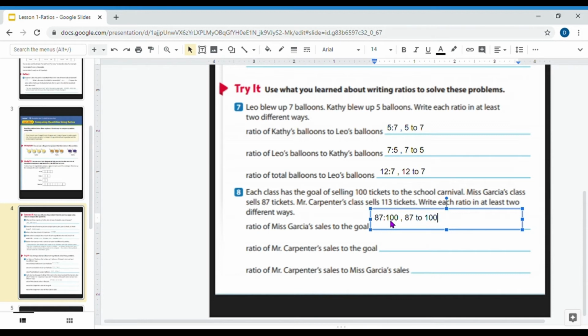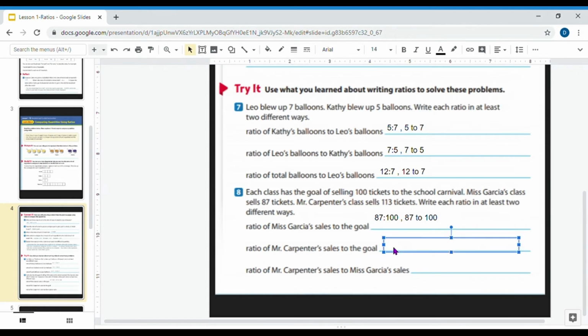87 to 100. The ratio of Mr. Carpenter's sales to the goal. Mr. Carpenter sold 113 tickets using my colon, and the goal was 100. Writing that my second way, 113 to 100.